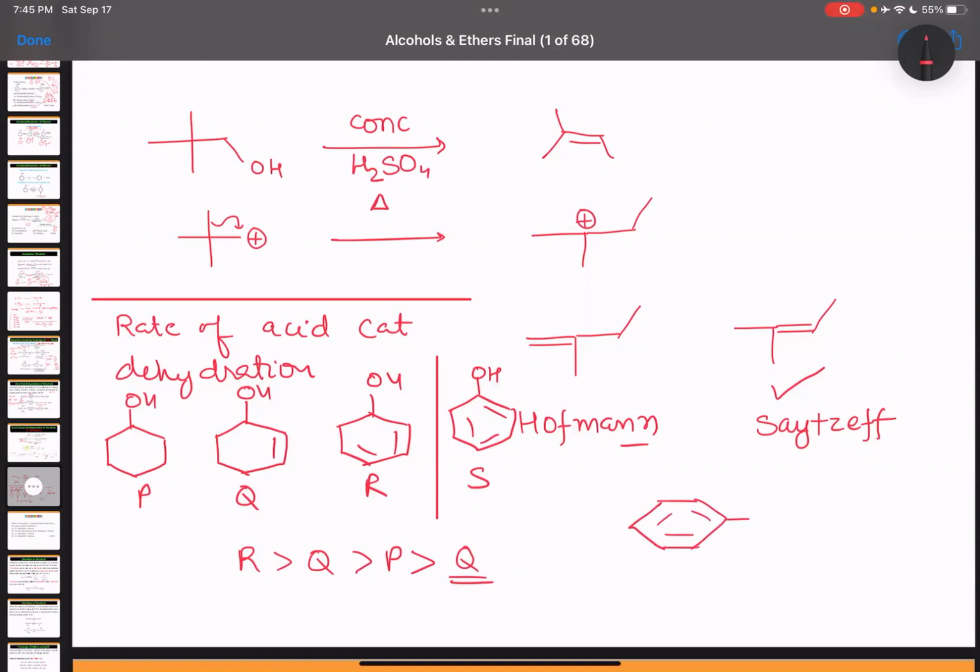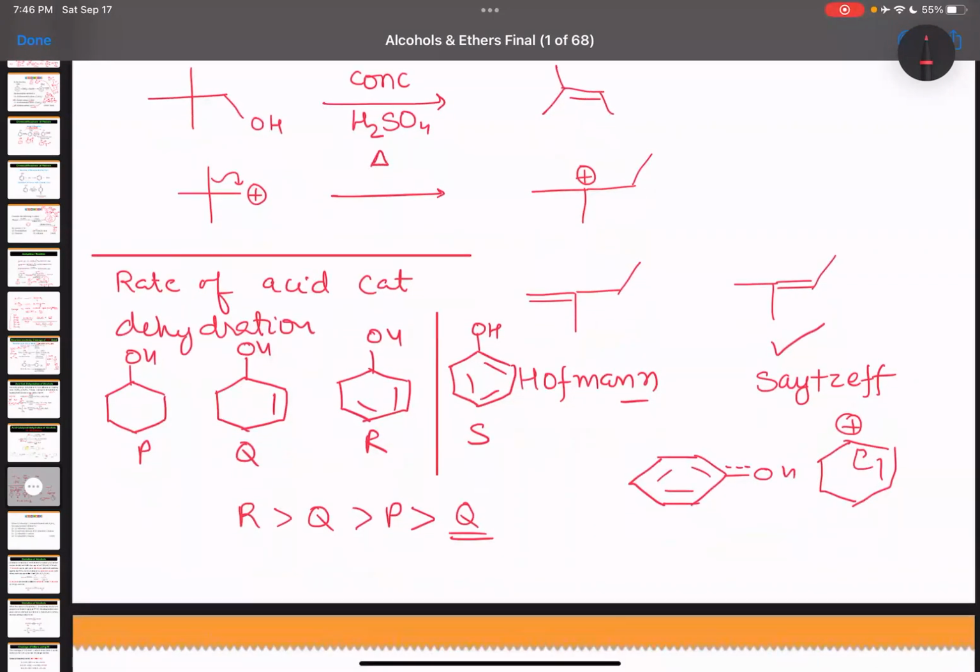The carbon-oxygen bond is a double bond, so it can't come out so easily, right? That's the reason. And if it forms the cation, it is going to be very unstable, because you need to have a cation and a double bond adjacent to the cation, then it can undergo resonance.